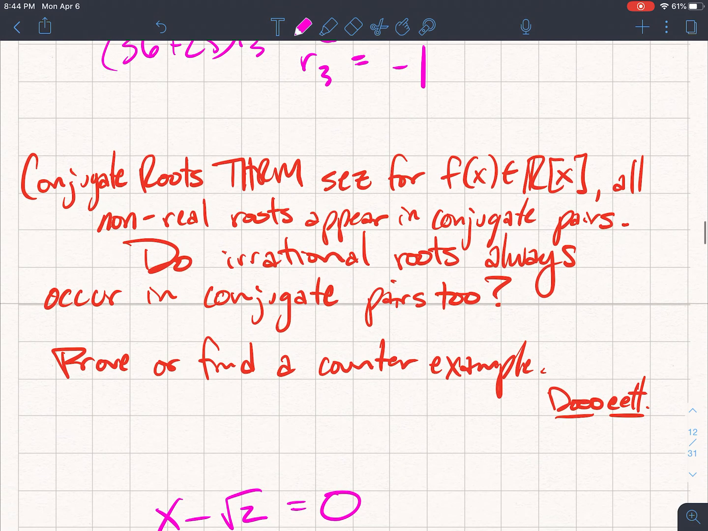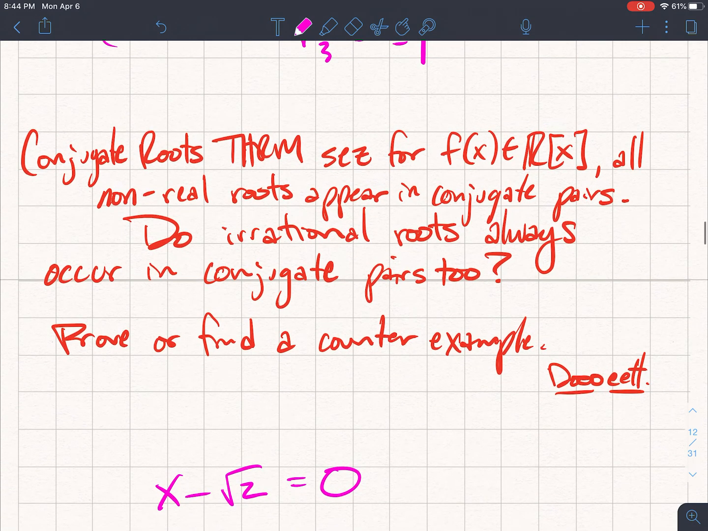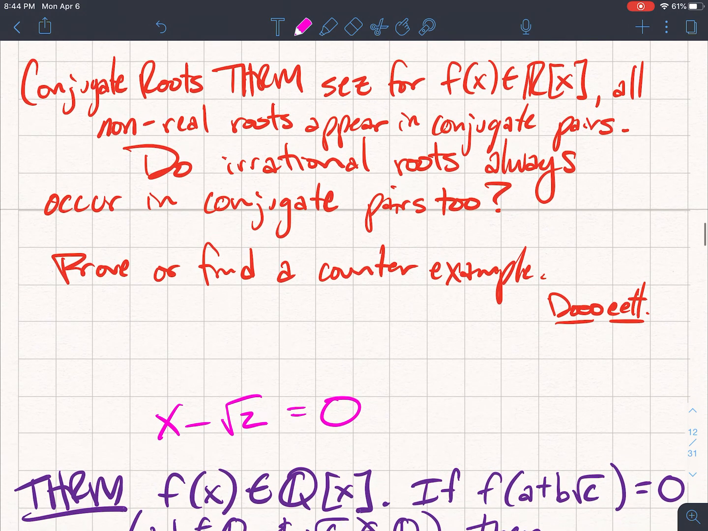Welcome back. Here is a counterexample that irrational roots always occur in conjugate pairs. There's a polynomial, x minus root 2. It has all real coefficients. It's got an irrational root. Its irrational root is root 2. If it was going to appear in conjugate pairs, negative root 2 would also be a root of this equation, but it's not. So there's a counterexample. Irrational roots don't always occur in conjugate pairs.